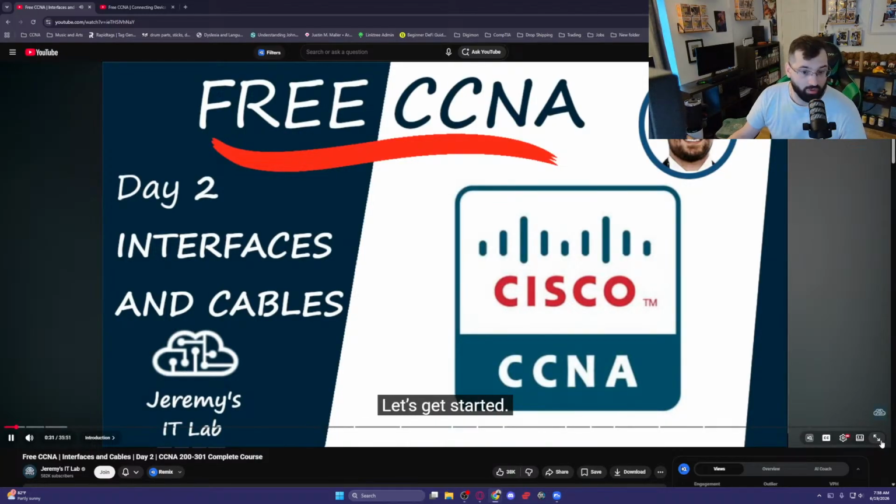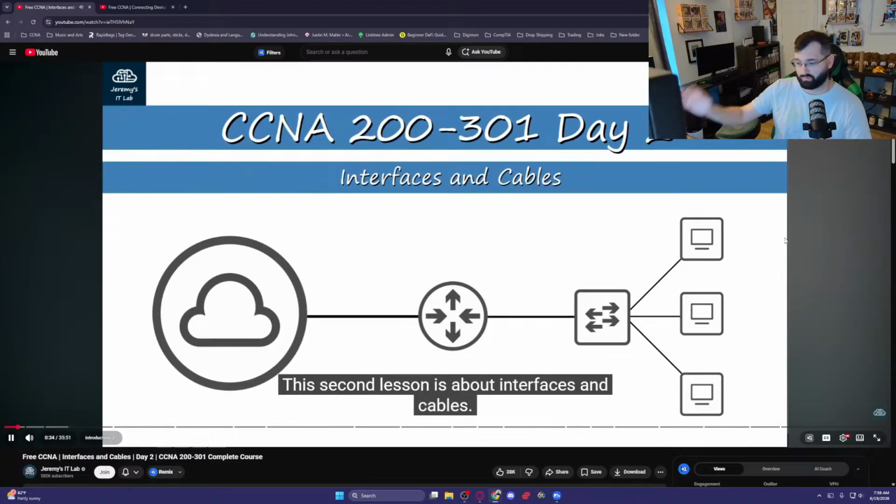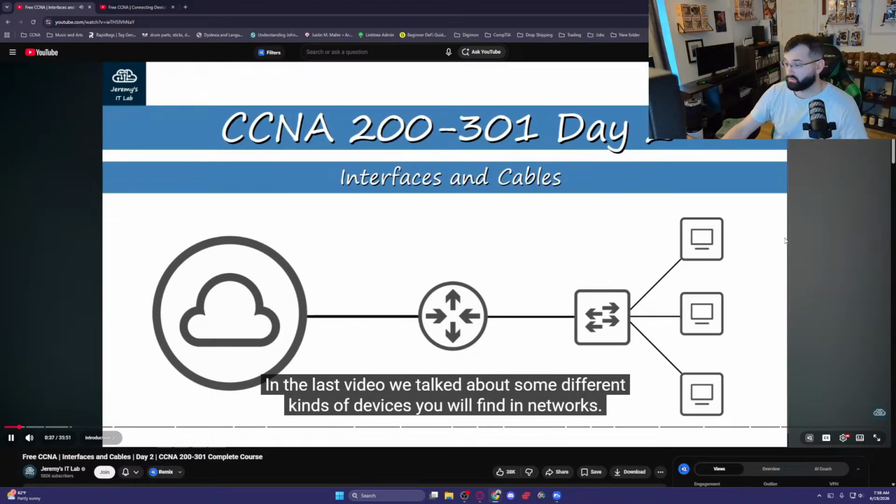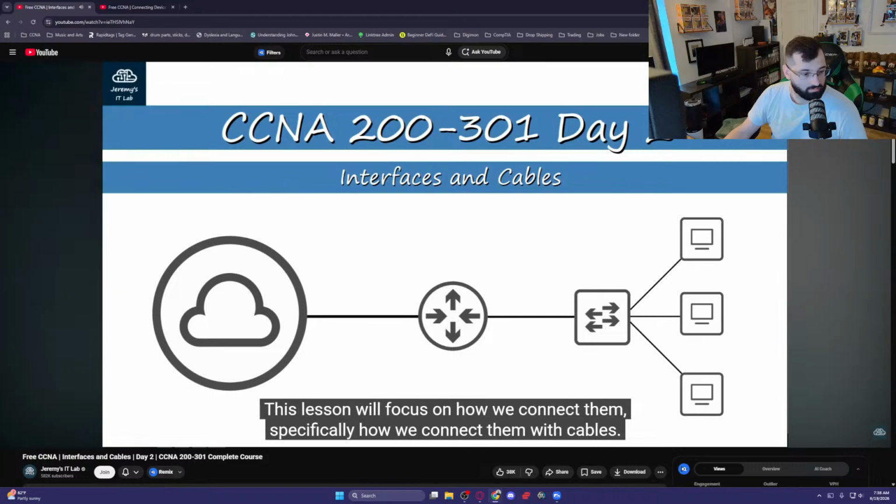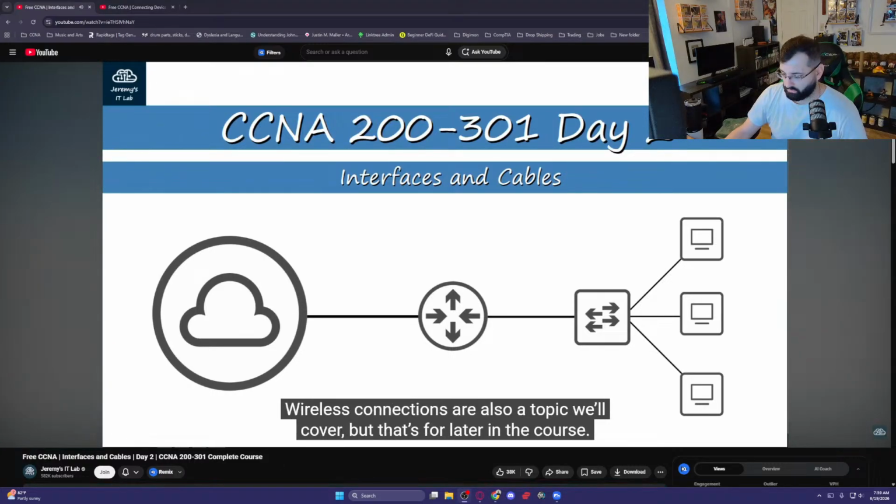Let's get started. The second lesson is about interfaces and cables. In the last video, we talked about some different kinds of devices you will find in networks. This lesson will focus on how we connect them, specifically, how we connect them with cables. Wireless connections are also a topic we'll cover, but that's for later in the course.